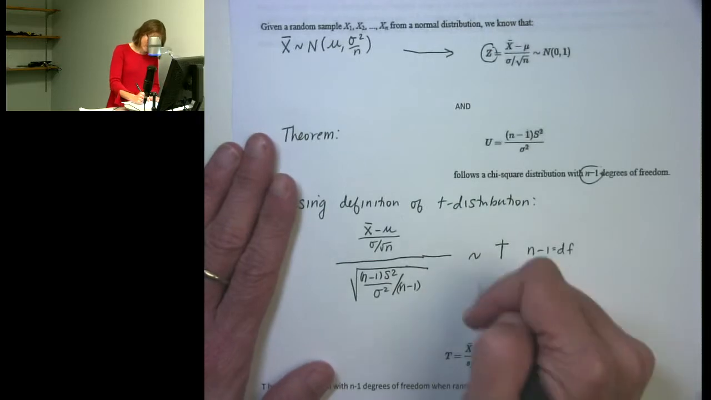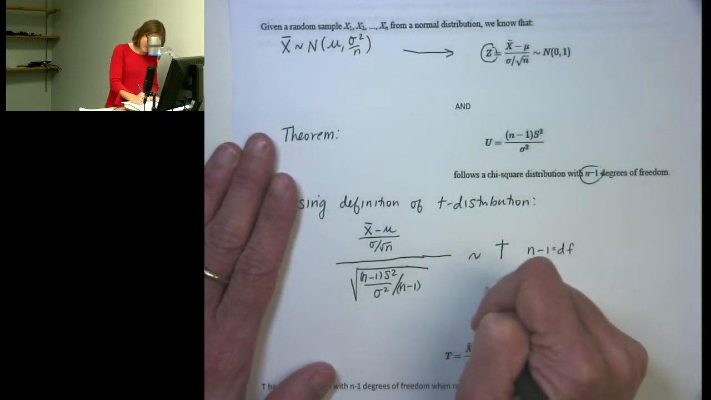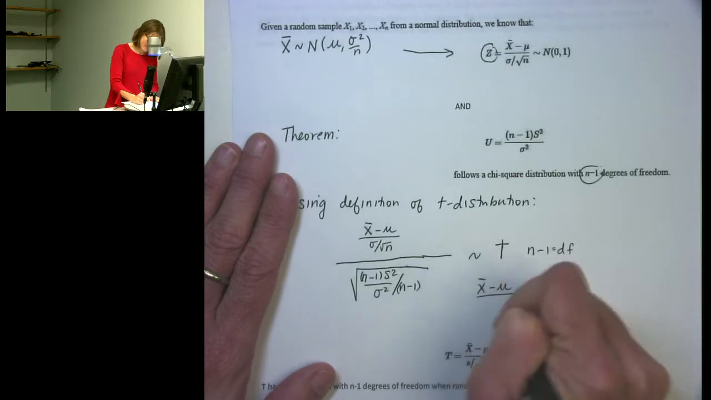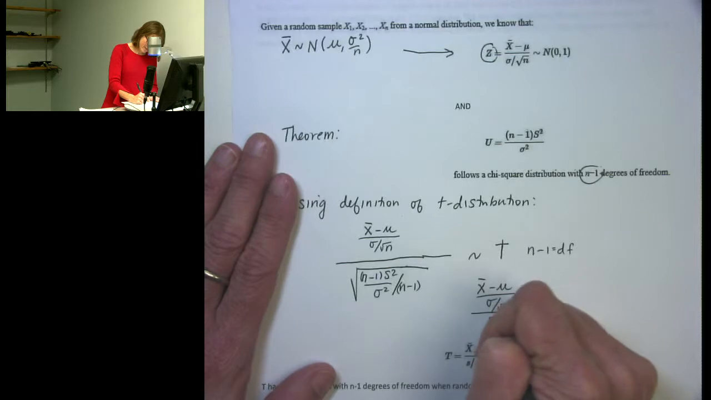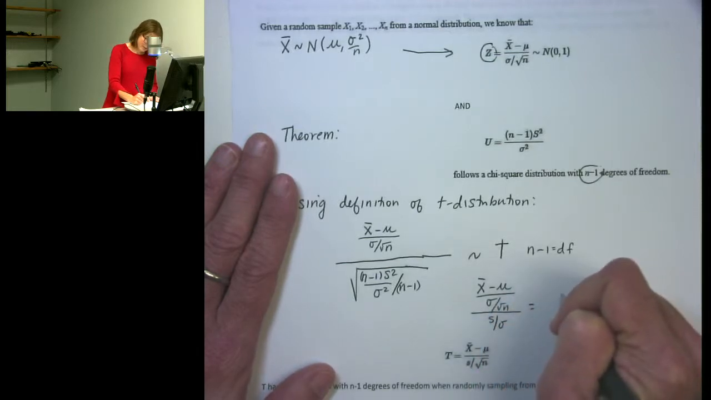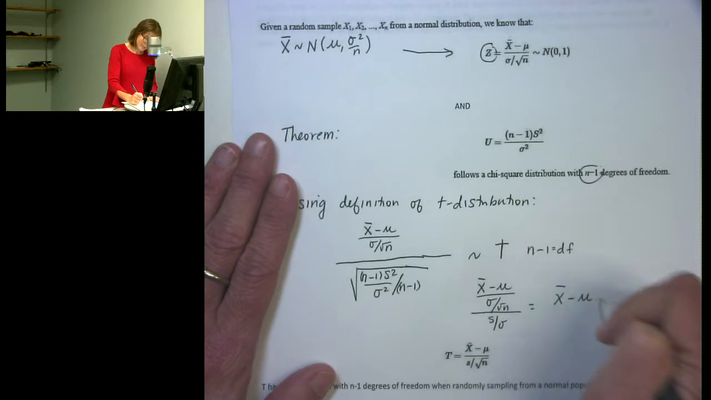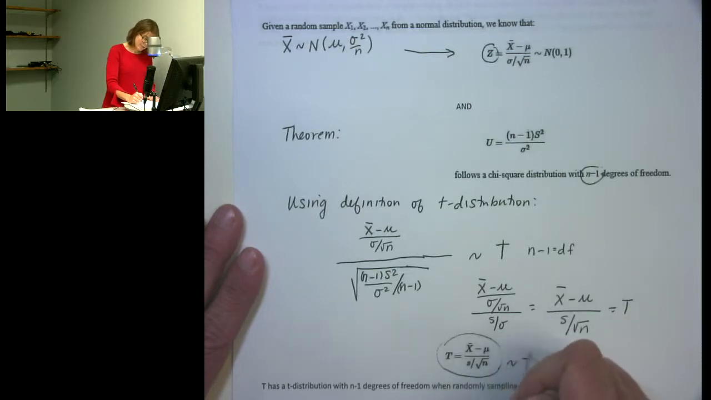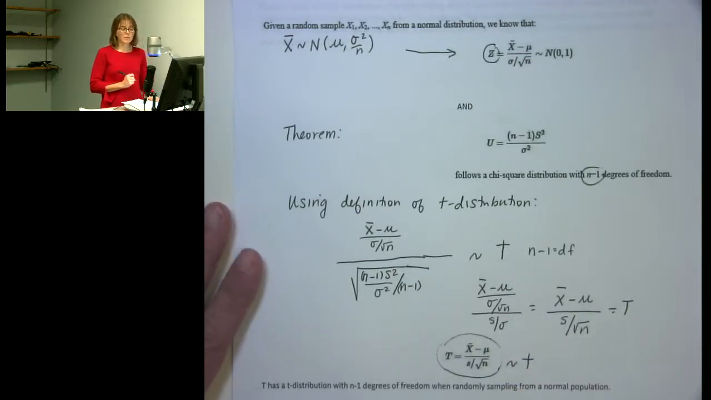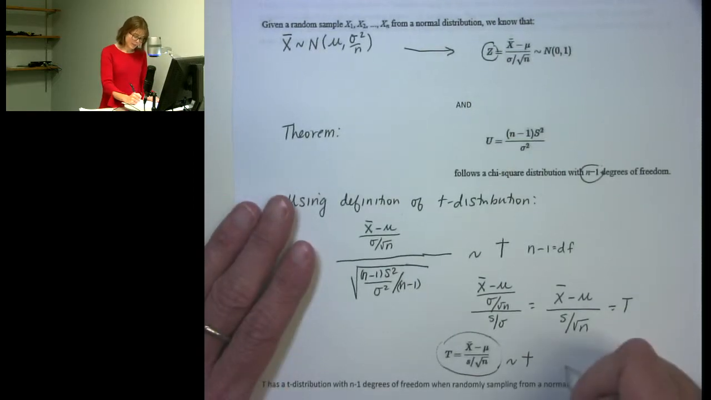Doing a little algebra here, I can simplify this. This gives me x bar minus the mean over sigma over the square root of n, divided by s over sigma, which gives me x bar minus the population mean divided by s over the square root of n. And this is our T. So what that means is that this quantity here has a t distribution, as long as I'm sampling from a normal population. And the degrees of freedom, again, are equal to n minus 1.